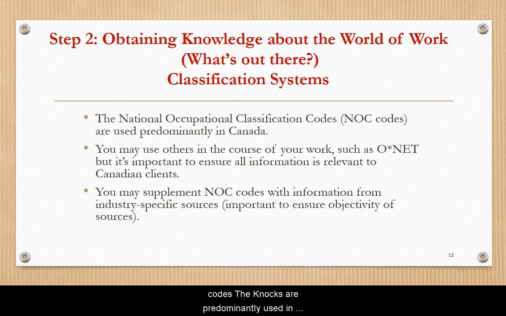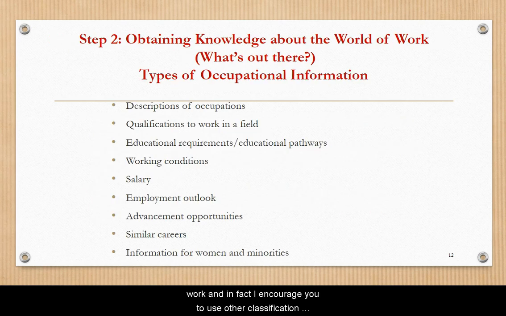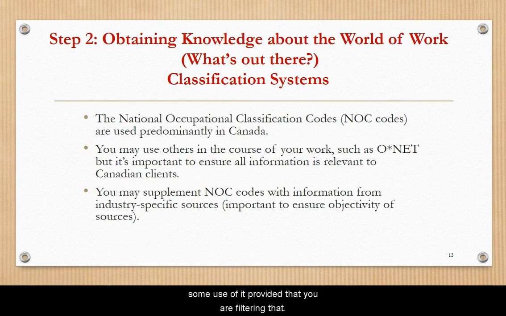In addition, there are different classification systems to help look at all of this information. So of course the National Occupational Classification Codes, the NOCs, are predominantly used in Canada, and they're very valuable and can provide most, if not all, of this type of information that you see on this slide. But you may use others in the course of your work, and in fact I encourage you to use other classification systems. O*NET, for example, is US based, but you can make some use of it, provided that you are filtering that information through the Canadian lens.